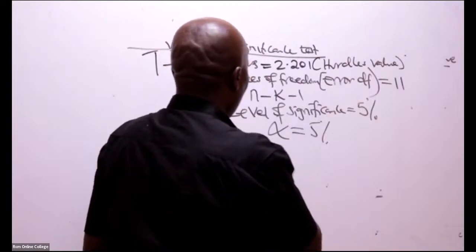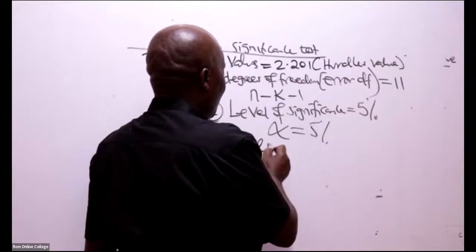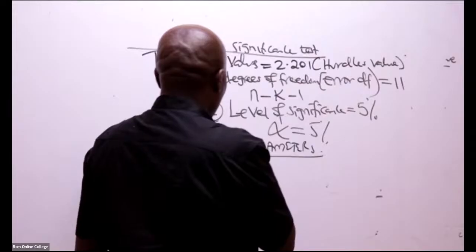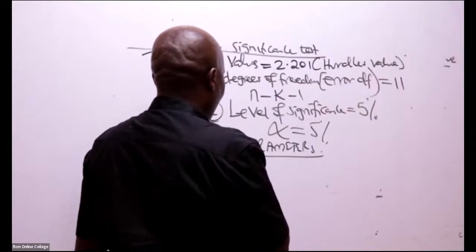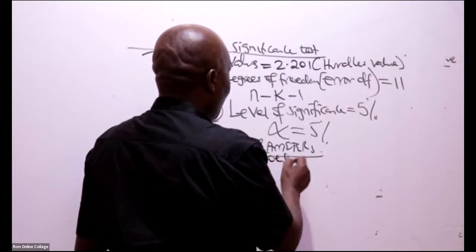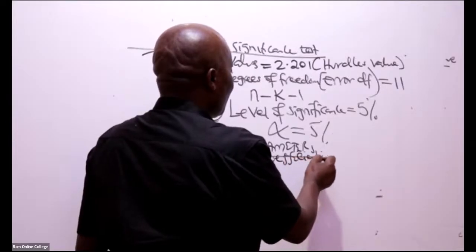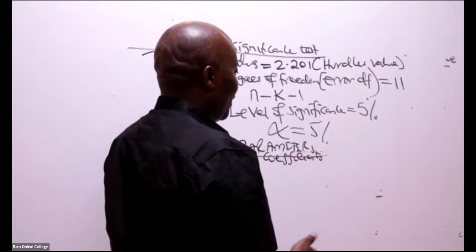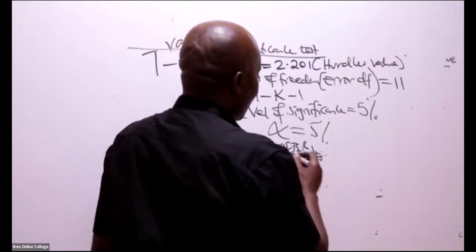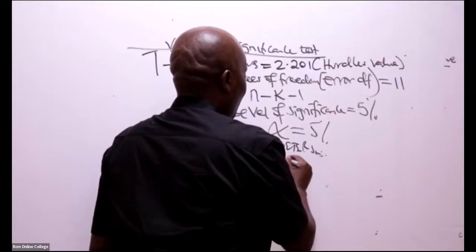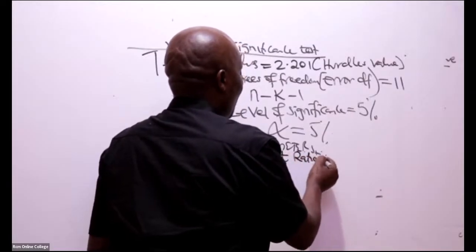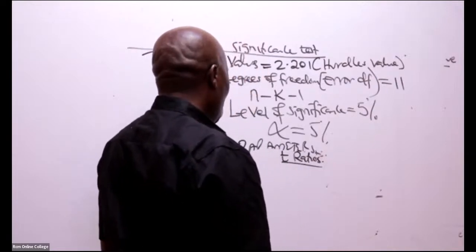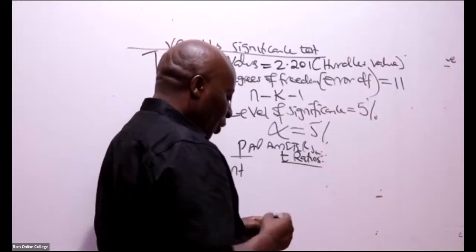So come and give us your parameters. What do we have? There are three of them. We have the constant, and of course these are the coefficients. Then we have the t ratios, the t calculated. So let me just write the t ratios alone. What is the t value of the constant?